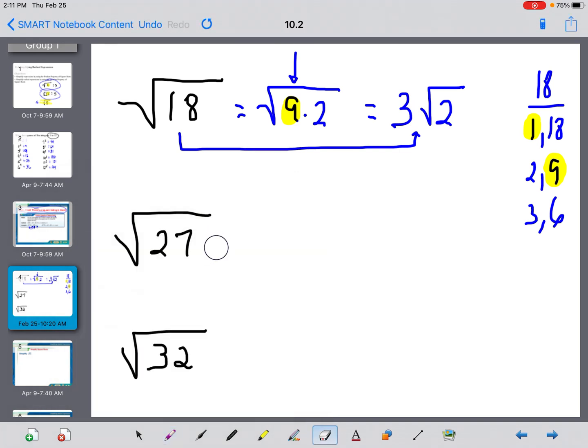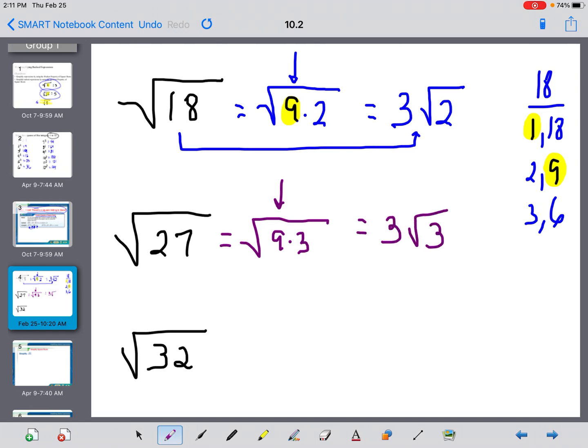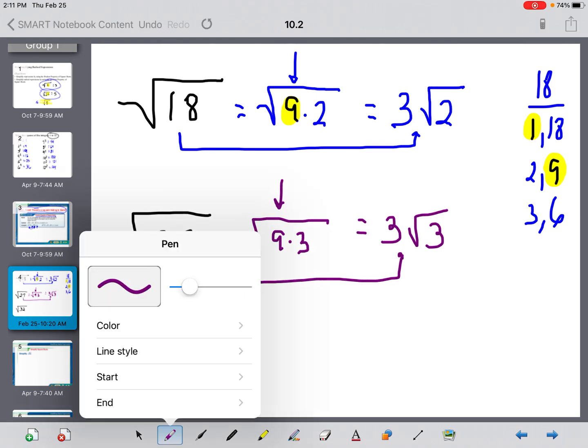We look at the next problem, the square root of 27. I hope you recognize that 27 itself can be written as 9 times 3. Why 9 times 3? Because 9 is the square hiding in there. And the square root of 9 is 3, and the square root of 3 is the square root of 3. And so this simplifies as this.